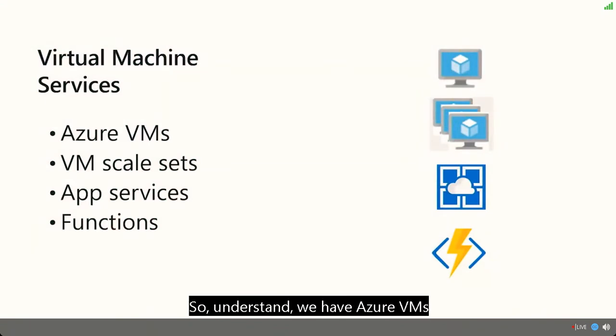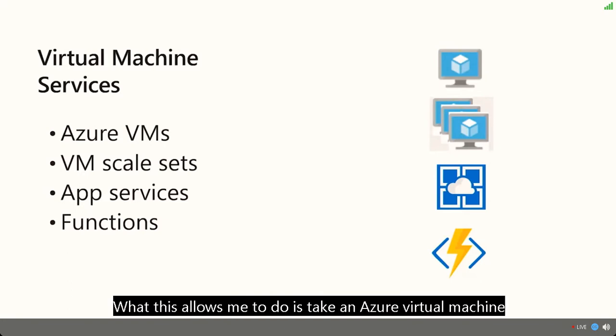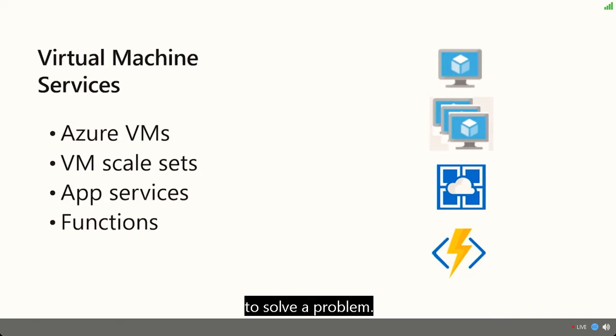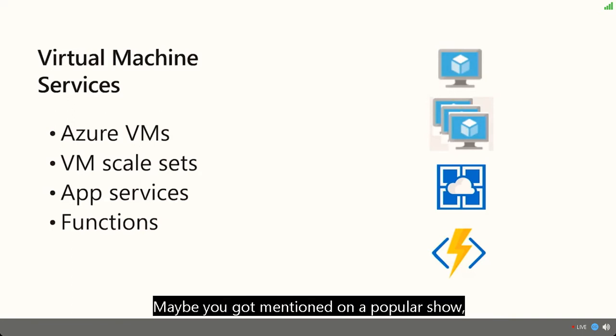So understand we have Azure VMs, creating the virtual machine that's inside there. We have a concept called scale sets. Inside of Azure, we have this concept called an auto scale set. What this allows me to do is take an Azure virtual machine and say, hey, I need to add 500 more virtual machines to solve a problem. Maybe you got mentioned on a popular show, your website's going to get popular and need more virtual machines. And the scale sets, based on thresholds, will scale out automatically, whether it's a CPU or a memory threshold.